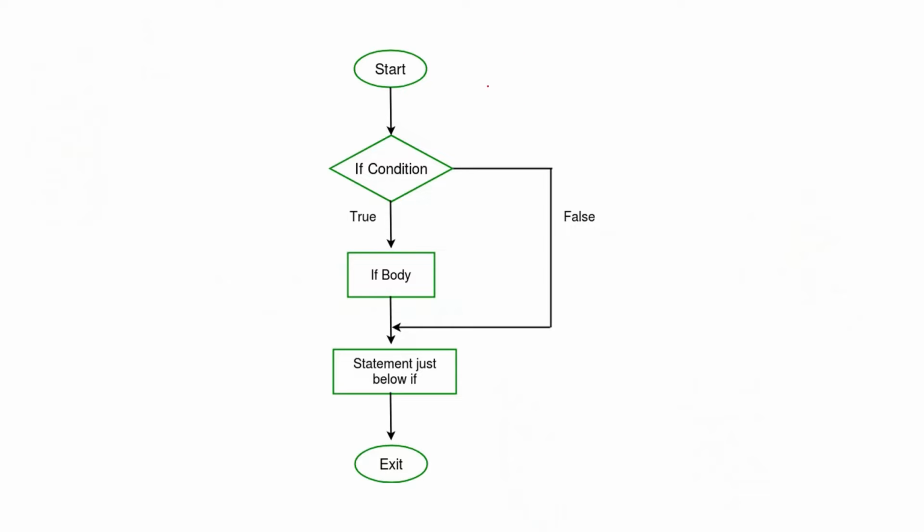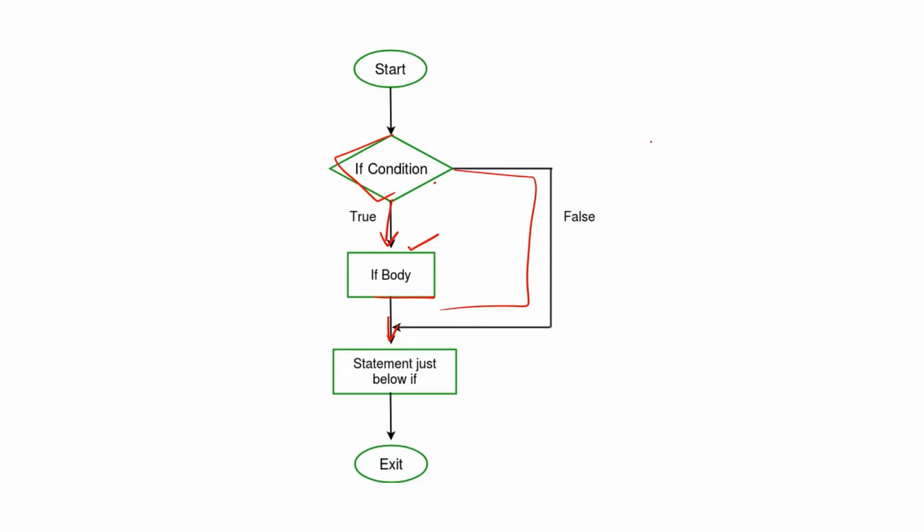And here is the flow chart. When we write a program, we give an if condition, and if that is true, then that will move to the body of that if statement. Or else, when it is false, it simply goes to the below of that if statement.